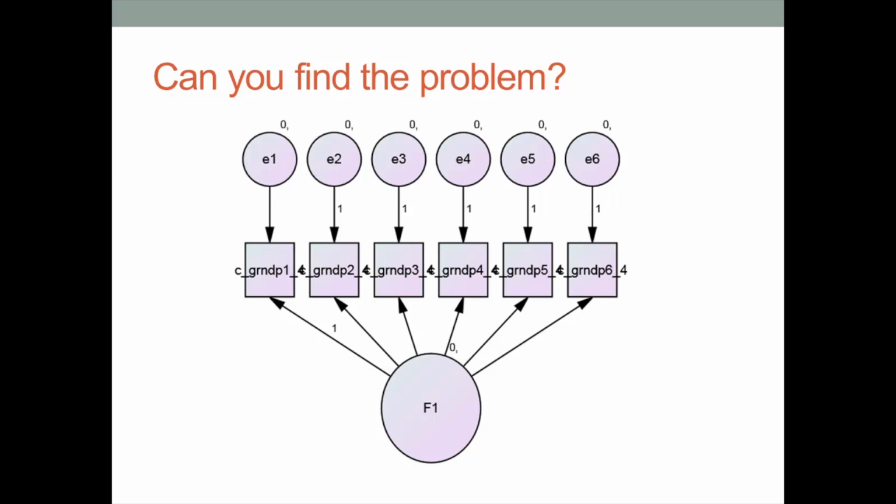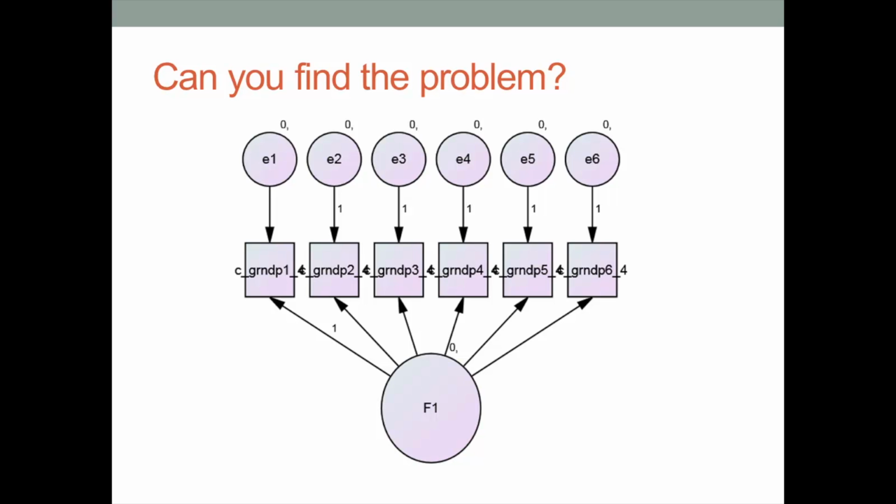Oftentimes when my students or colleagues come to me and say, I've got this message and I don't know what's wrong, then I'll take a look at their model. Whether it's in Amos or M+, I'll take a look at a diagram of their model and try to figure out what the problem is. So can you find the problem with this model? I'll just pause for a couple of seconds if you want to stop the video and try to find it and then go forward, because I'm not going to wait maybe long enough for you to find it.